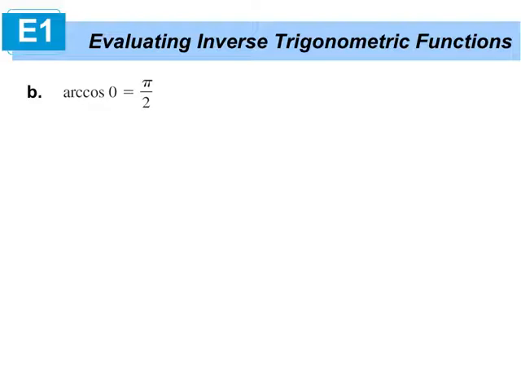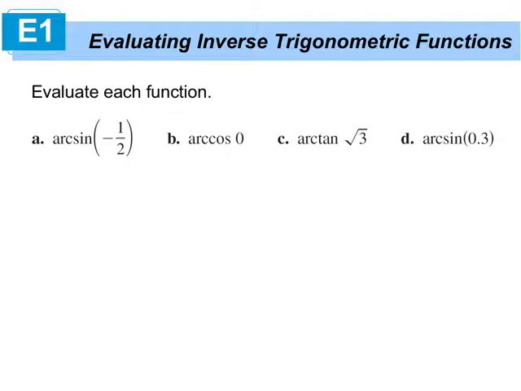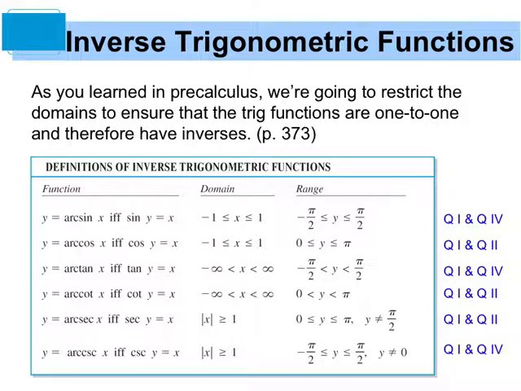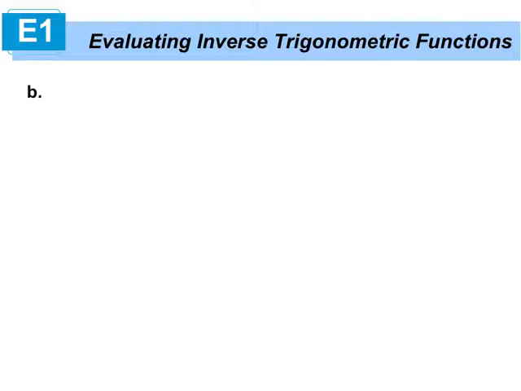Now, the reason why it's π/2 is if we go backwards, it'd be -0. Oh, we're doing cosine, aren't we? Yeah. Correct, -0.